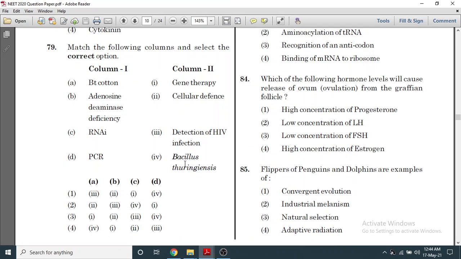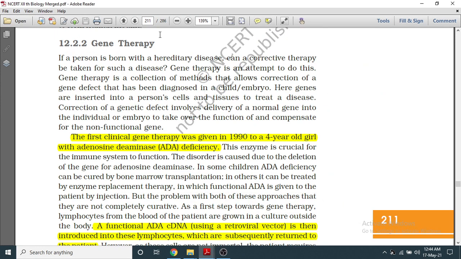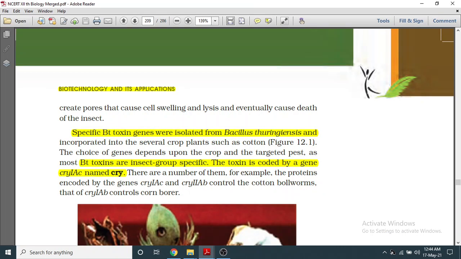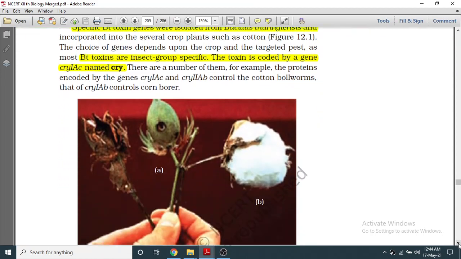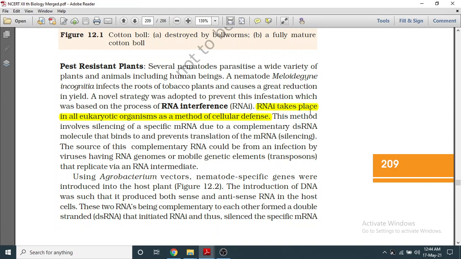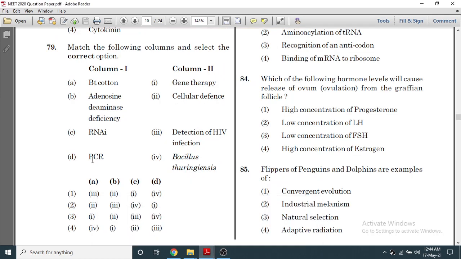RNA interference. Now move on to page number 209. You will find RNA interference takes place in all eukaryotic organisms as a method of cellular defense.